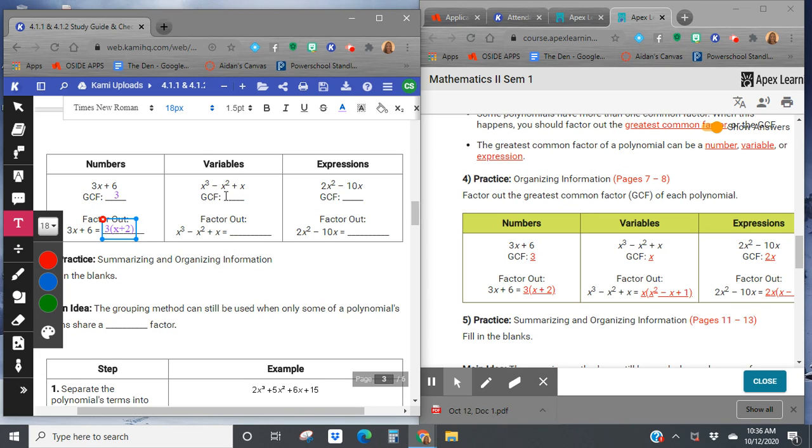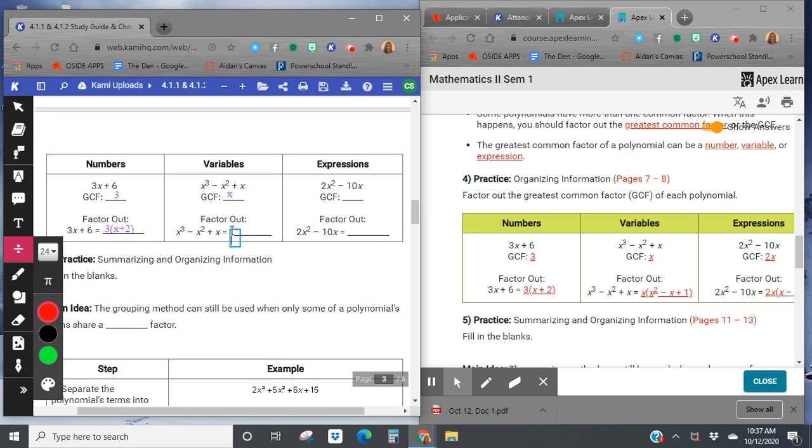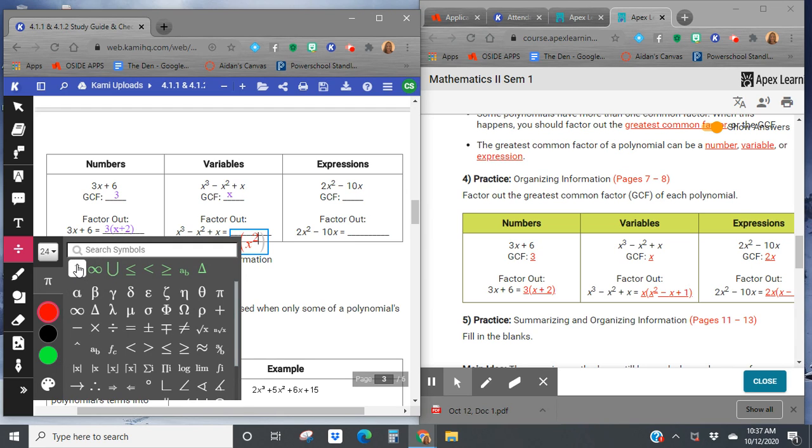Here, the greatest common factor is an actual variable. Here, there's an extra x in each of the terms. So if I factor out that x, it's going to leave me with x squared minus x plus 1.